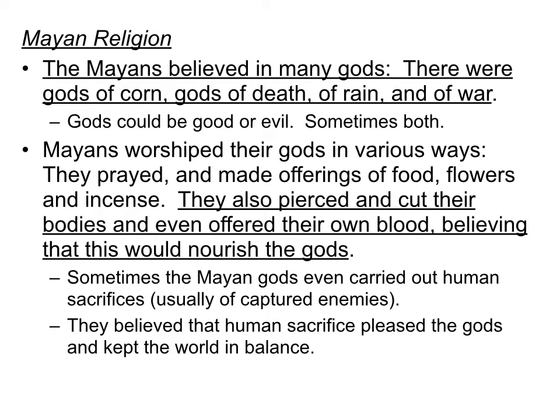All right, and the Mayan religion was polytheistic, meaning that they believed in many gods. They had gods for food, gods for death, for weather, and they worshipped them in many ways. And of course, they also had human sacrifices where they pierced their own bodies and offered their own blood to nourish their gods.